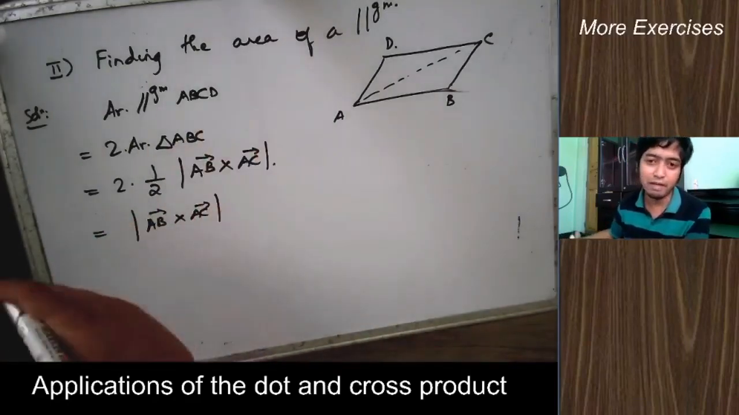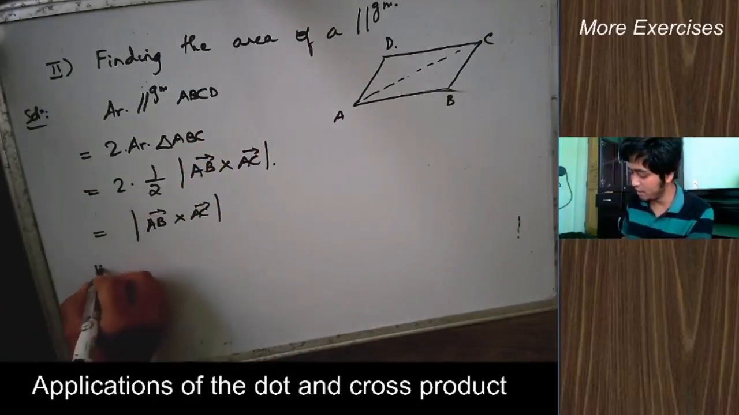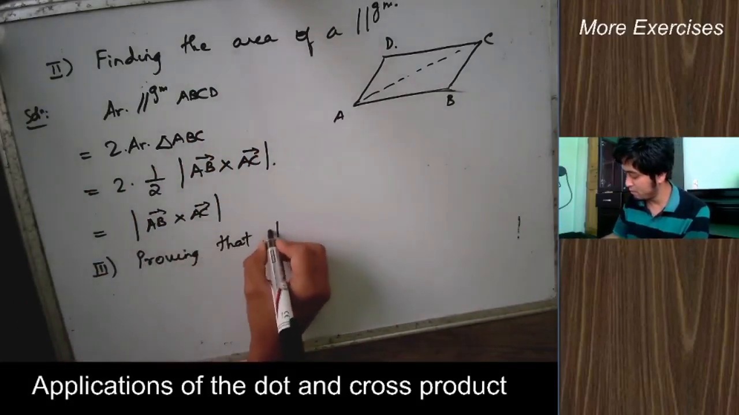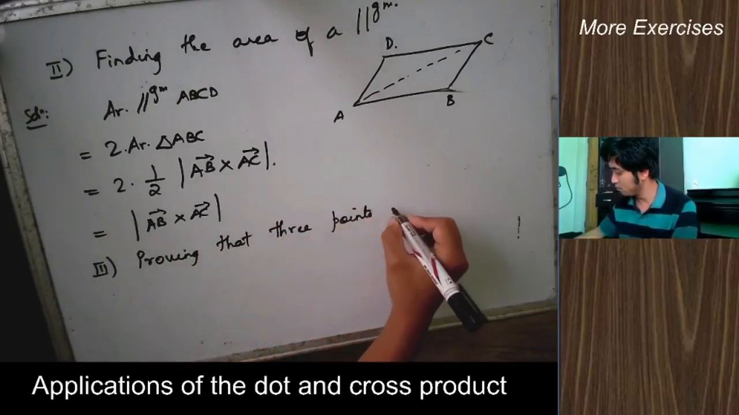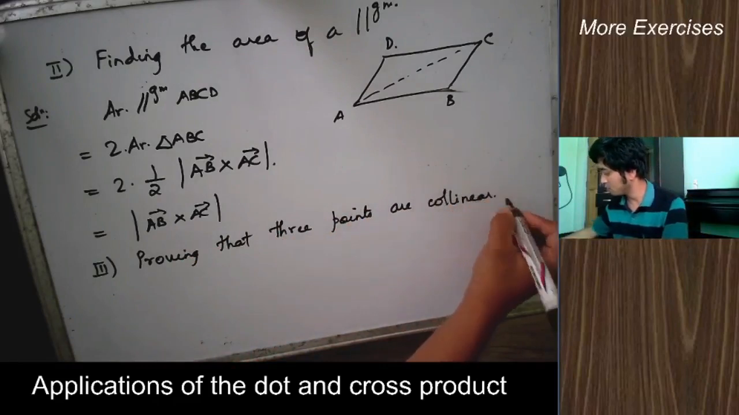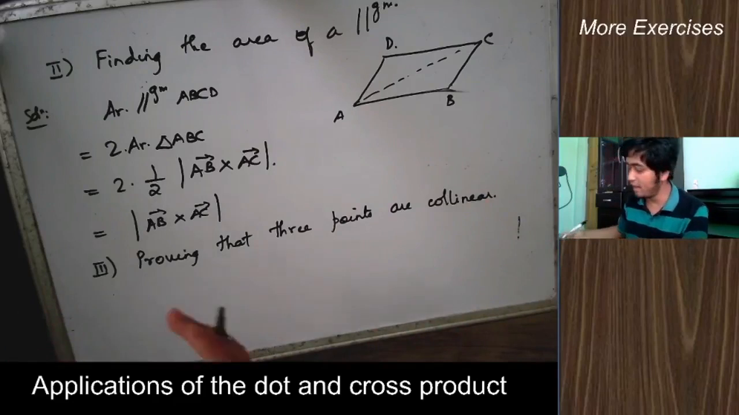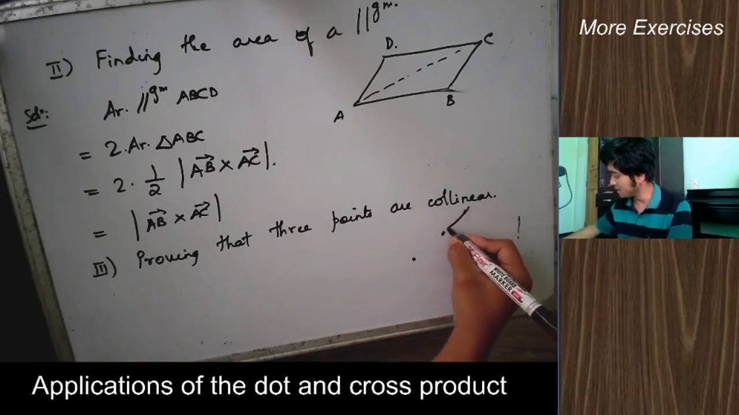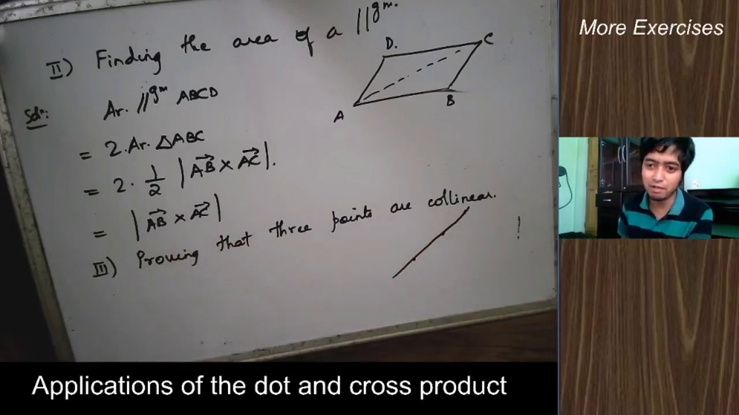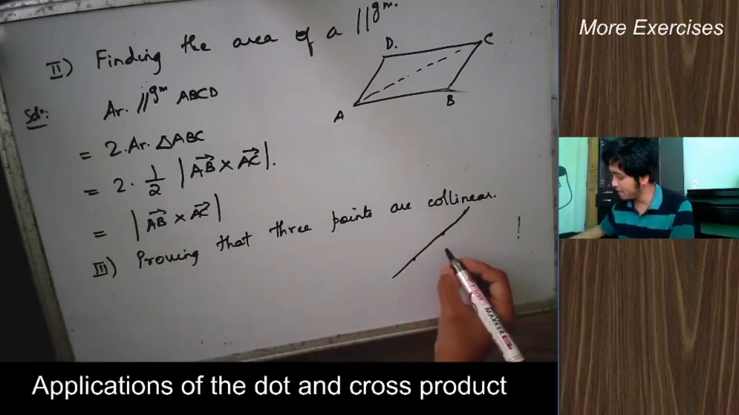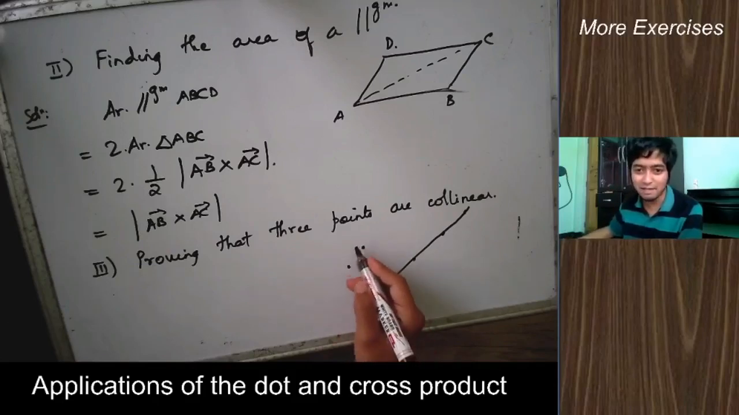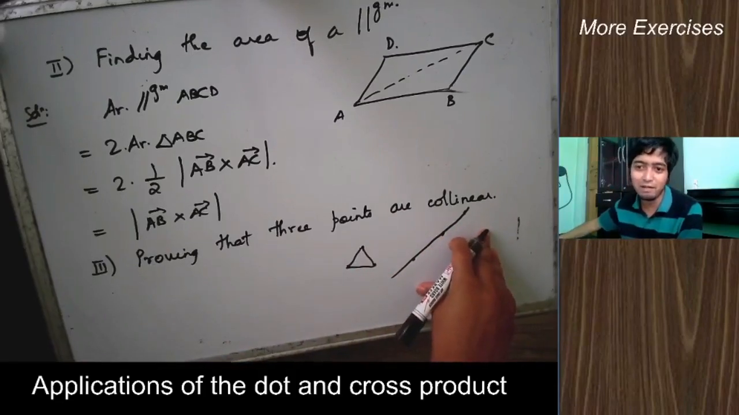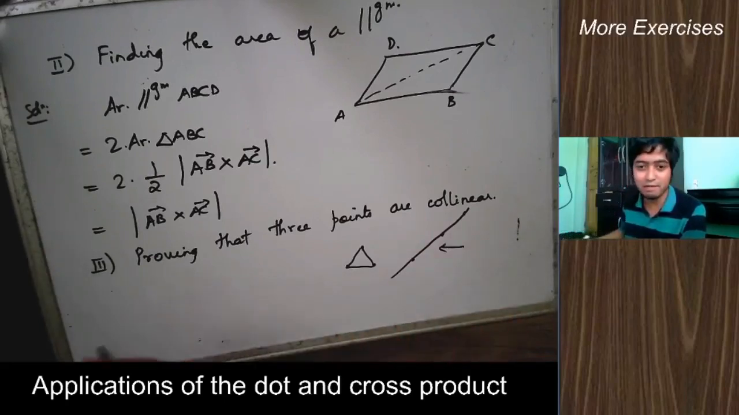So we can find the area of a triangle, we can find the area of a parallelogram. What else can we do? The third application: proving that 3 points are collinear. 3 points are collinear if they all lie in a straight line. So if these are the 3 points, if you can draw a single line that passes through them, then they are collinear. So what can we use over here? If the 3 points do not lie in a single straight line, you can form a triangle. But if all of them lie in the same straight line, you cannot form a triangle. In other words, the area of the triangle will be 0 if the 3 points are collinear.